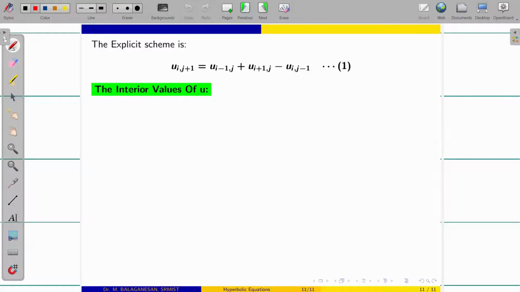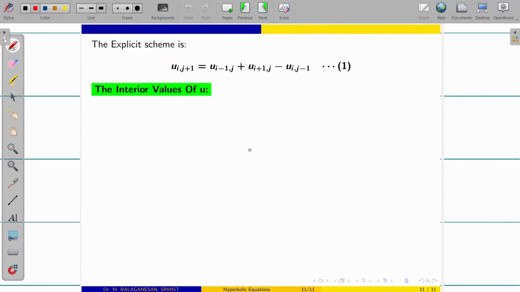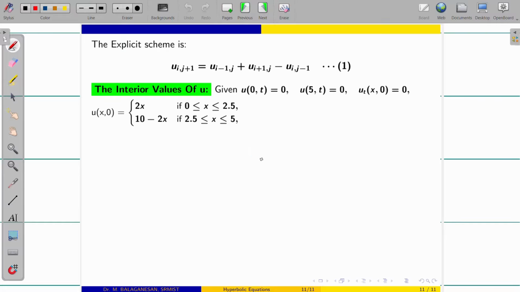Now come to that point. You need not be confused with the formula. Try to remember the diagrammatic representation. What is the diagrammatic representation? This one only: B plus C minus D. So we have to find the interior values of U given these boundary conditions and initial conditions.